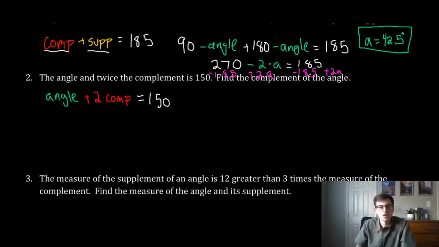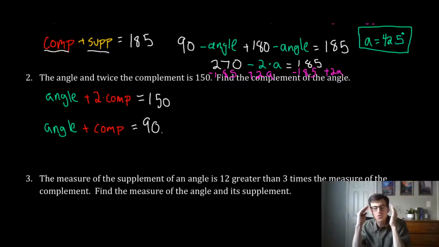And the complement, remember, if I add... let me get my colors. If my angle, normally my angle plus the complement is 90. The angle and twice the complement is 150. The angle plus the complement is 90.